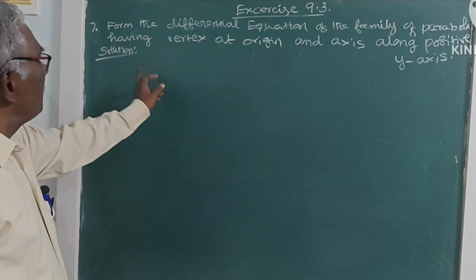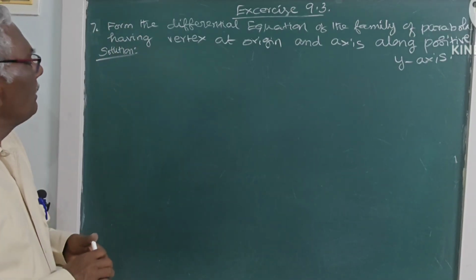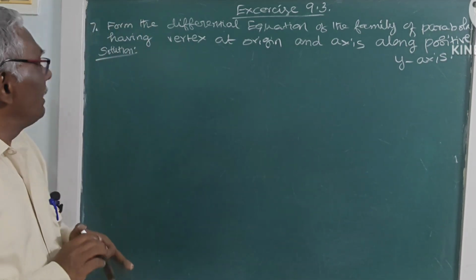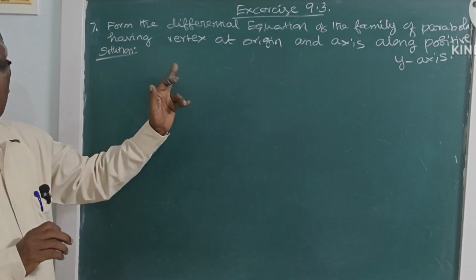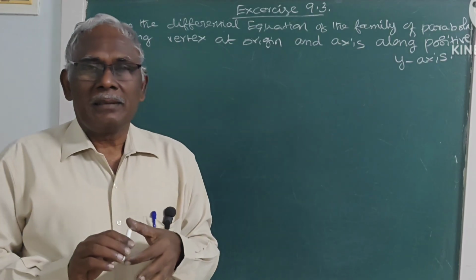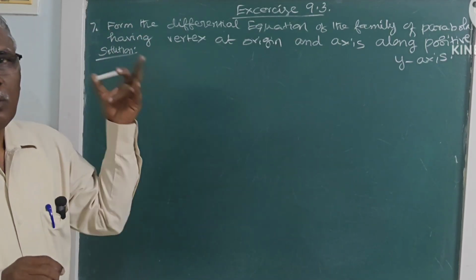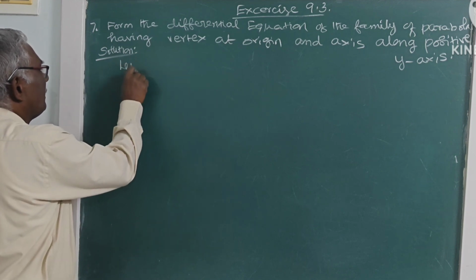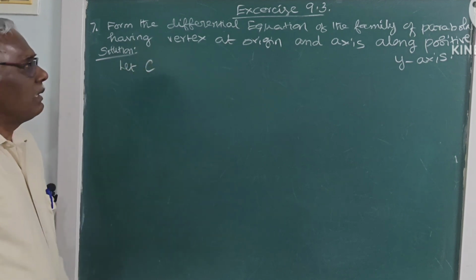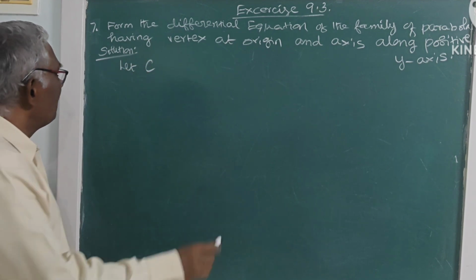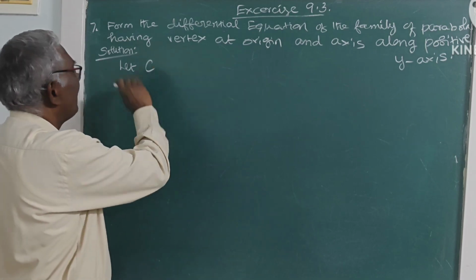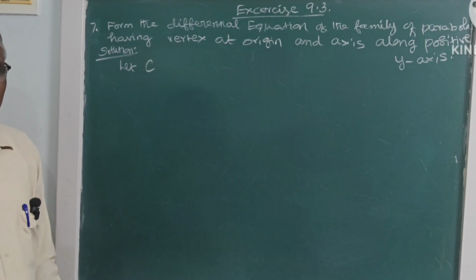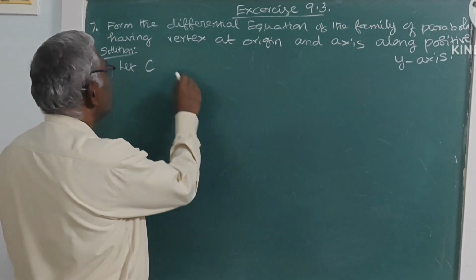So in this problem, we have to form the differential equation of a family of parabolas having the vertex at origin and axis along the positive y-axis. So let C denote the family of parabolas having the vertex at origin and axis along the positive y-axis.